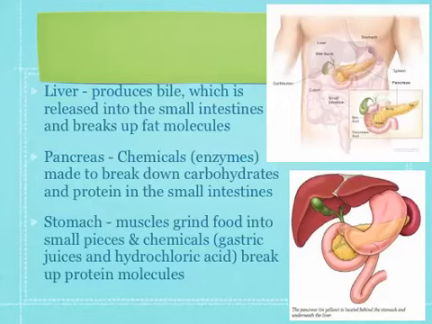Your stomach is a muscle, so it has smooth muscles on the inside of it, and these muscles grind food into small pieces. So there's your mechanical digestion. The other thing that the stomach does is chemical digestion. And so you have gastric juices and hydrochloric acid, which are both found in your stomach. And they help break up protein molecules into smaller molecules. So your stomach performs both mechanical and chemical digestion.